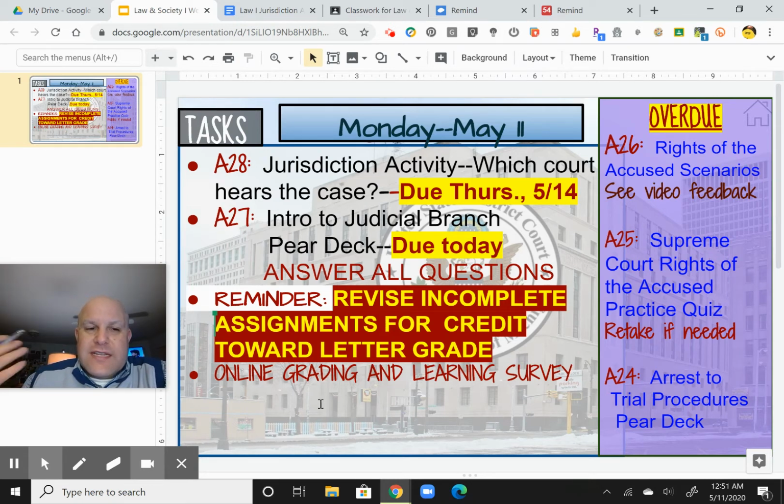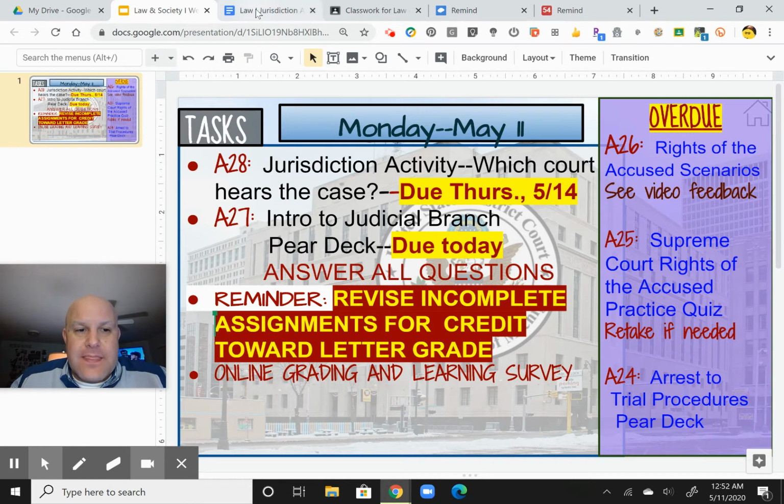So again, we've started the introduction to the judicial branch, introduction to the court system. In that pair deck, we looked at the major differences between the federal and state courts, mostly focused on federal courts, and on the difference between original and appellate jurisdiction. We also covered the differences between criminal and civil cases, and between state and federal courts.